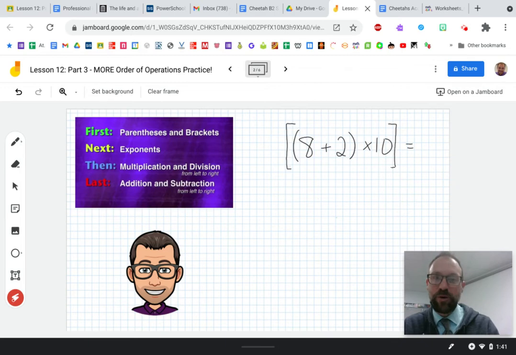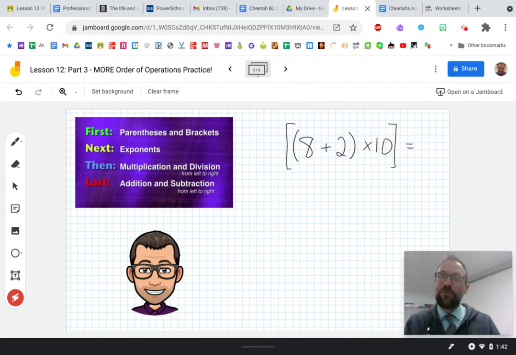Here we have both parentheses around the 8 plus 2 and brackets around the entire equation, which now includes a times 10. So we'll look at our order of operations to figure out what to do first. And over here, if you look in the sign, it says the first thing we need to do is everything in parentheses and brackets. So that's everything. Everything in this problem is inside of parentheses or brackets. So what do we do first?